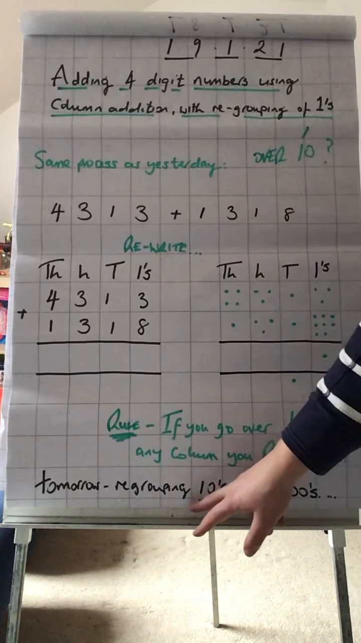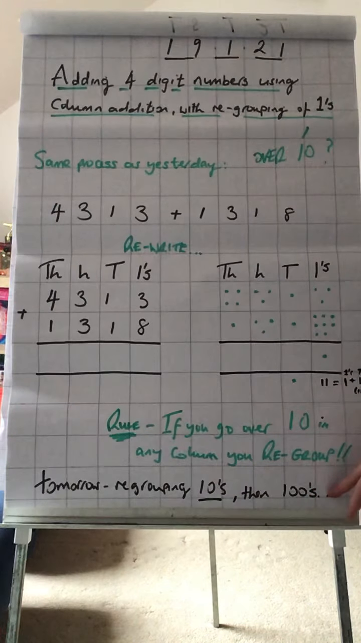The next day on Wednesday it will be the tens column, and then on Thursday's lesson it will be the hundreds column, okay? But we need to work out what we are doing and how we're going to do it and how regrouping works before we can move on. So we're going to start with the ones column.